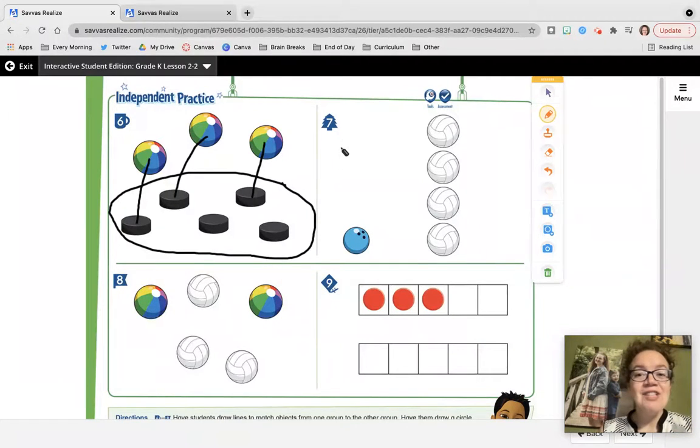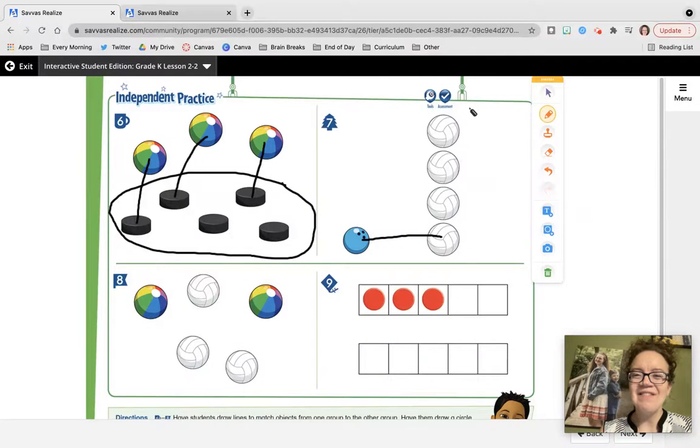Put your finger on tree number 7. We need to draw lines from the bowling balls to the volleyballs. What do you notice? There's only one bowling ball, so draw just one line. Are they equal? No, they are not equal. So which one will we circle? The bowling balls or the volleyballs? Tell the guest teacher. Raise your hand.